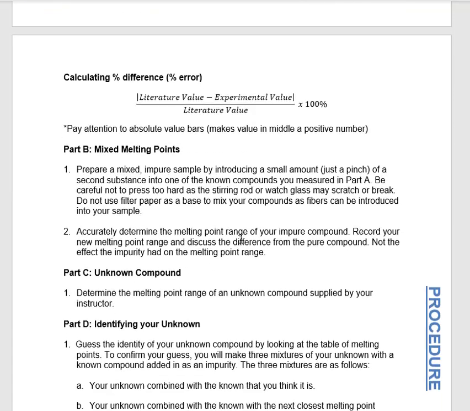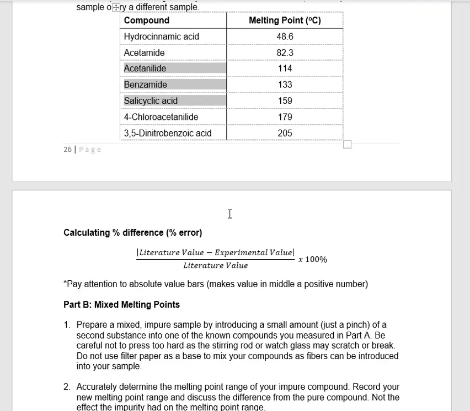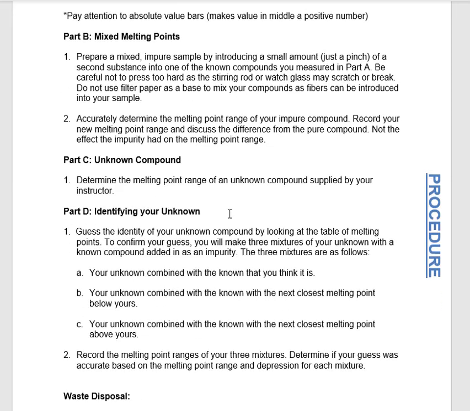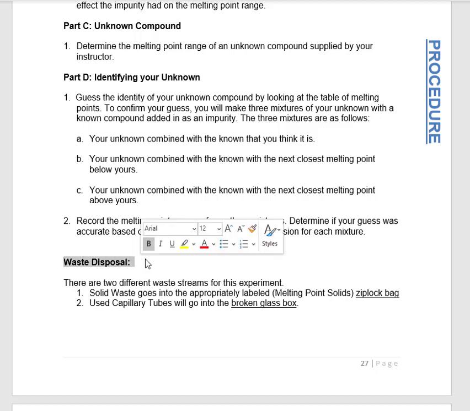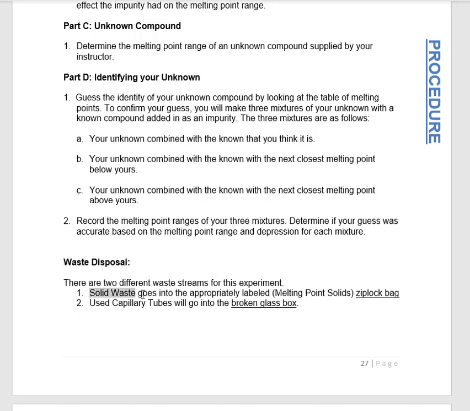So, and you can actually clearly see that in the experimental video. All right, and so that's just going to help you identify the unknown to be a little more precise. Now, when generating waste, it's very important to know where waste would go. So for this particular one, mostly what you're looking at here is solid waste. And so that's any leftover solid compounds.